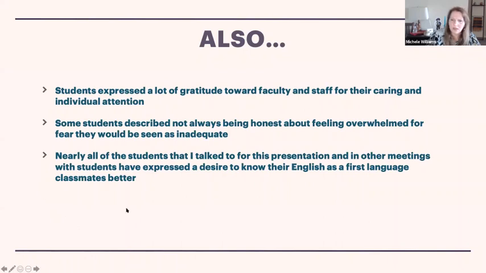So I'd just like to take a minute and ask you, in the chat, to write a little bit about your experiences with students whose first and best language is not English, and what stands out for you with regard to your interactions with these students. I'm going to stop screen sharing for just a minute.